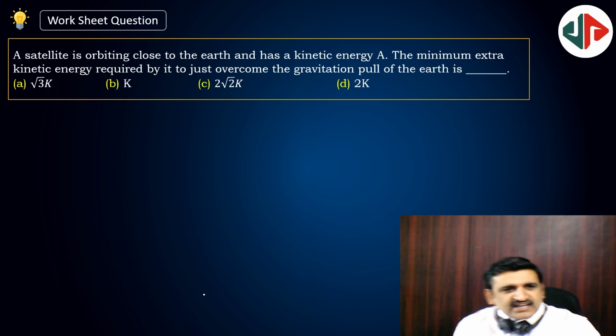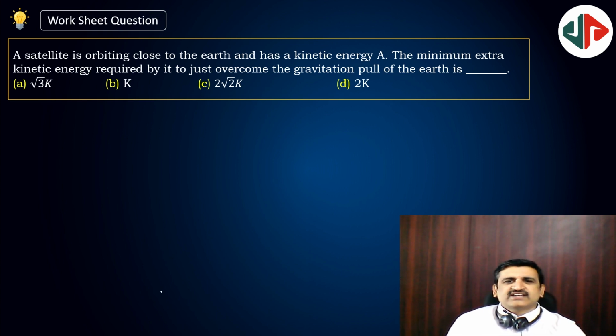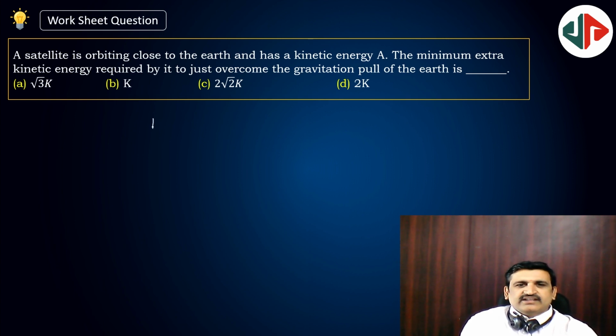A satellite is orbiting close to the Earth's surface, has a kinetic energy A. The minimum extra kinetic energy required by it to just overcome the gravitational pull of the Earth? It is already orbiting with A. Then the minimum energy needed to overcome the attraction force. See, already it is orbiting with kinetic energy A, but in the options it is K only, so we will make it K. So kinetic energy is K.